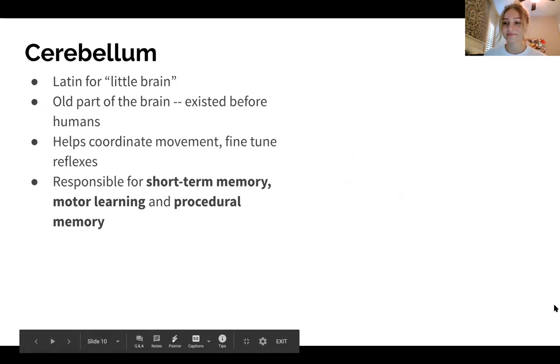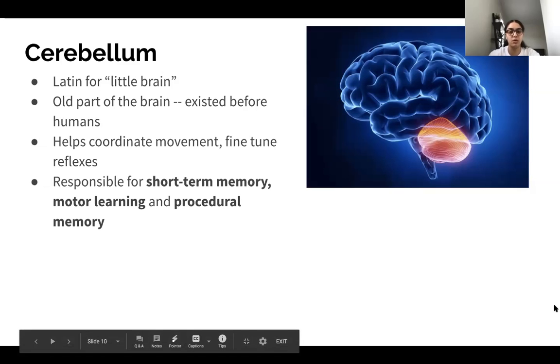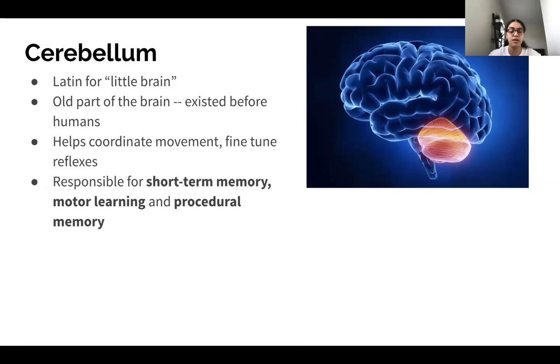Okay, so I'm going to be talking about the cerebellum. So the cerebellum is located in the back of your brain near your brainstem. It's also known as the little brain in Latin, and it actually contains about 50% of the neurons in the brain, despite it only taking up 10% of your brain. It also receives information from the sensory systems, the spinal cord, and other parts of your brain. And it's also considered the old part of the brain. So it has existed before humans have actually existed.